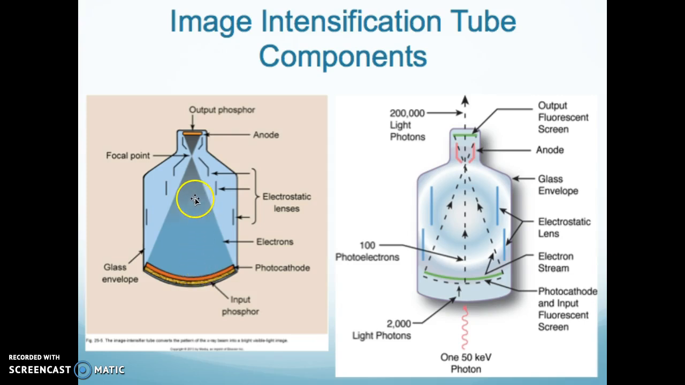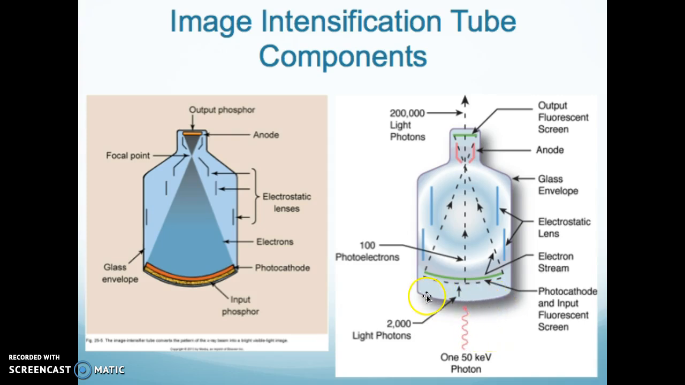This would be electrons coming through to a focal point. These little lines here are electrostatic lenses. We're going to talk about those. We're going to talk about the focal point and the anode with the output phosphor. So here's just a picture from Bouchon and a picture from Carleton to give you kind of the idea. We'll talk about the amplification later.